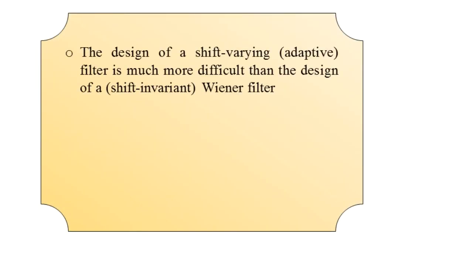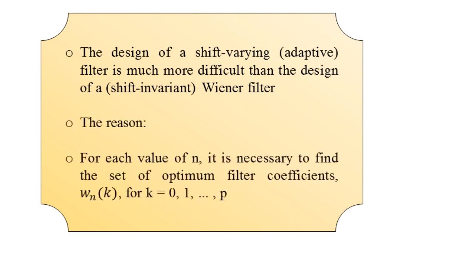the example we are dealing with, where for each value of n it is necessary to find the set of optimum filter coefficients denoted by w suffix n of k, for k equal to 0, 1, 2 and so on up to p. Here the problem may be simplified considerably if we relax the requirement that w suffix n minimize the mean square error at each time n, and consider instead the coefficient update equation given by the new form.